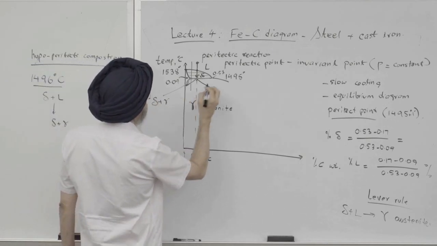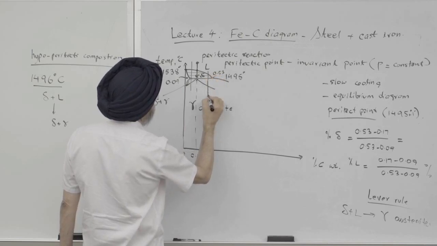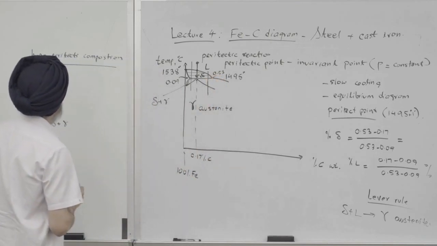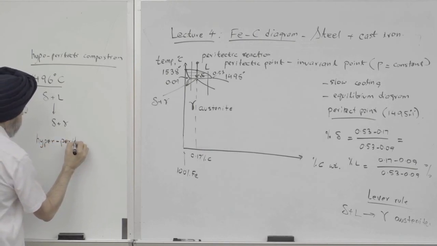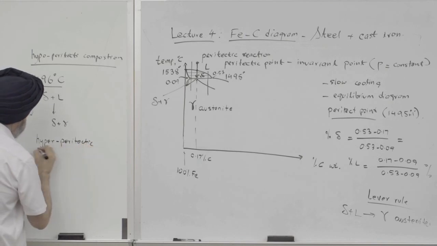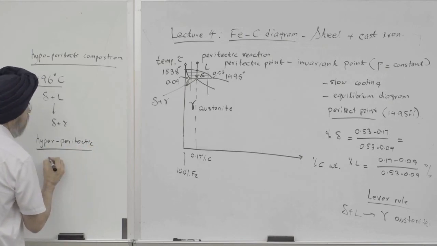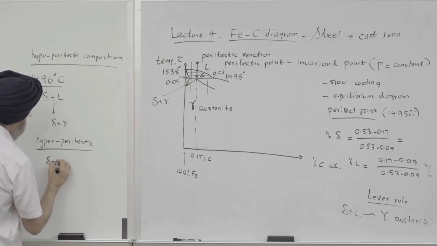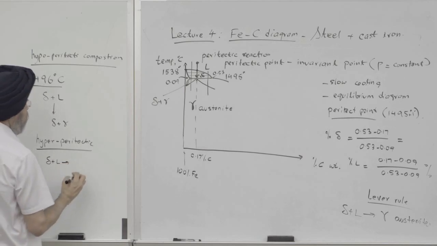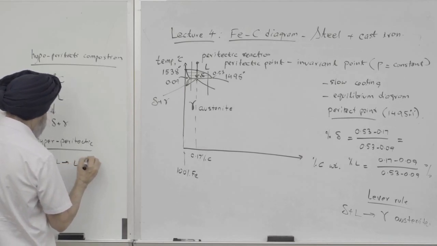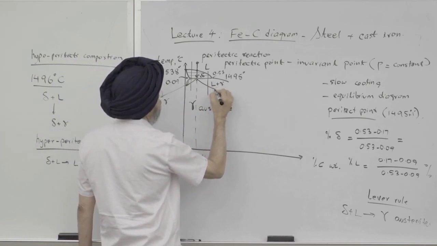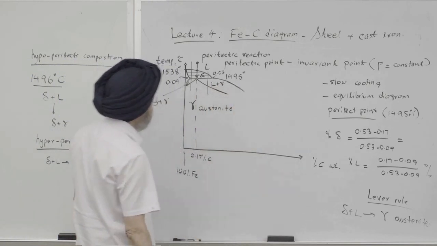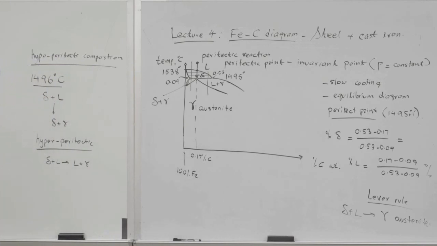And if you were over here, which is called hyperperitectic, you would have your delta plus liquid giving you liquid plus gamma. This area is liquid plus gamma. So that's the peritectic reaction in a nutshell.